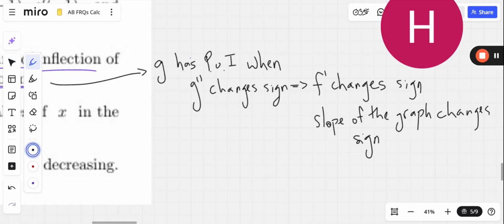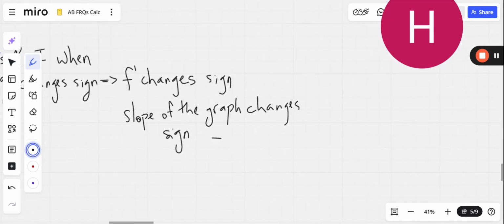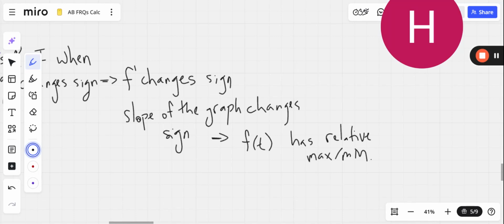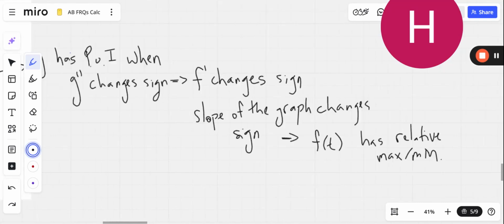We can also say the graph f has a relative max or min. If that happens, then this graph would have had to have gone up to down or down to up somehow, whether it does it smoothly or whether it does it not smoothly. If it's going top of a hill or bottom of a valley, that means the derivative is changing sign.